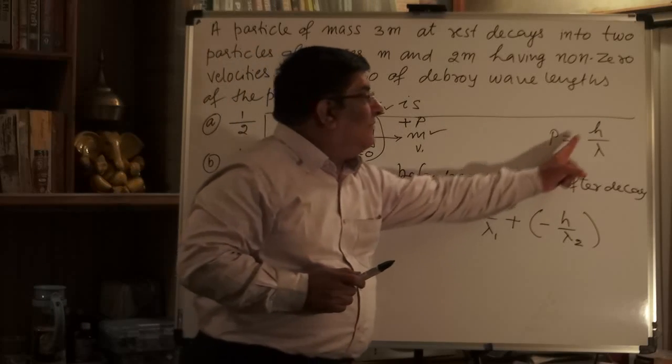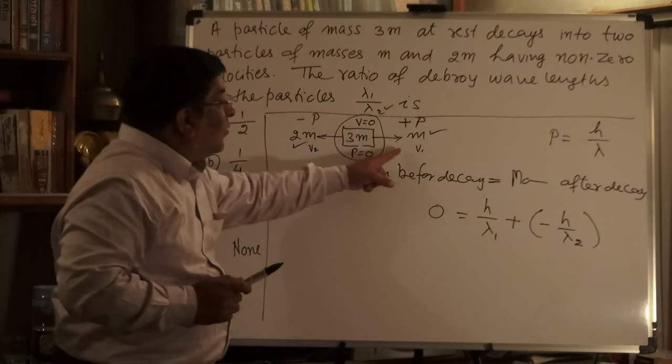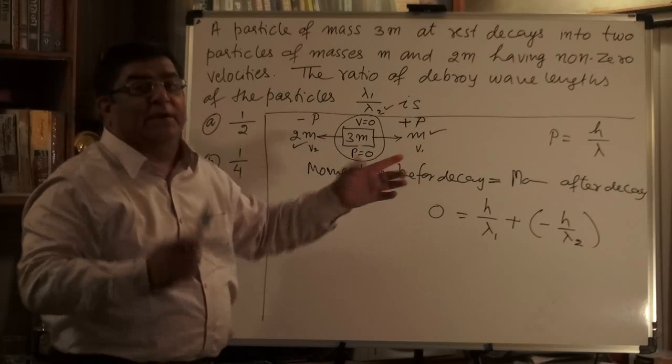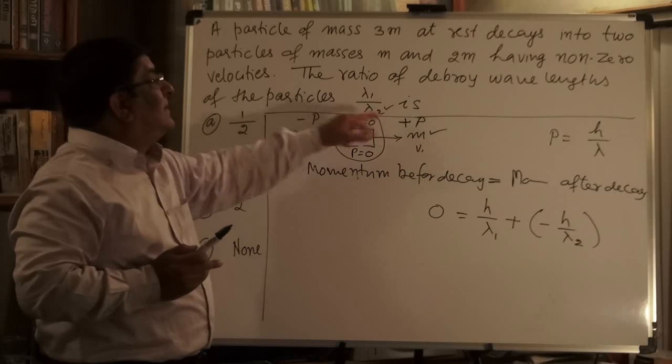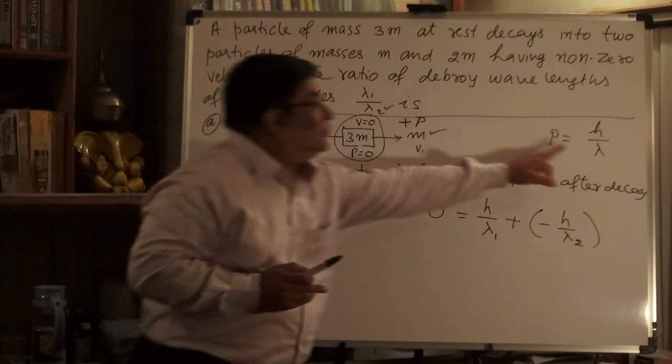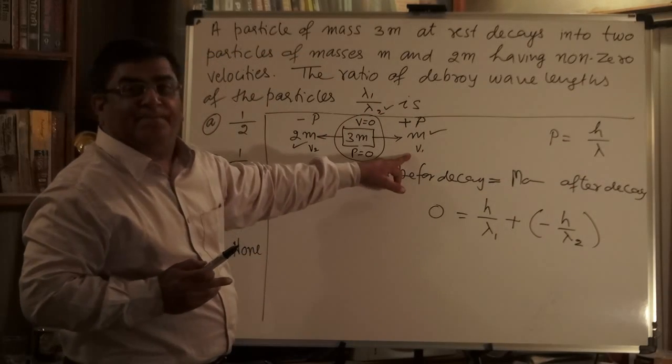So for momentum we have a relation h upon lambda. For momentum we also have a relation m into v. It is our choice what we choose, and we choose based on what is asked. They have asked about lambda, so we choose this. We do not choose this.